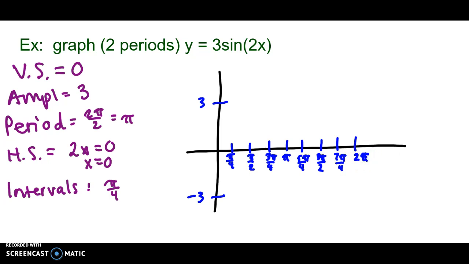Last but not least, we're going to plot our points. Since this is a sine curve, we start at 0. 1, 2, 3, 4, 5. I want 2 periods. 6, 7, 8, 9. Last but not least, connect. That is nice. And that's my graph. Wasn't too bad, right?